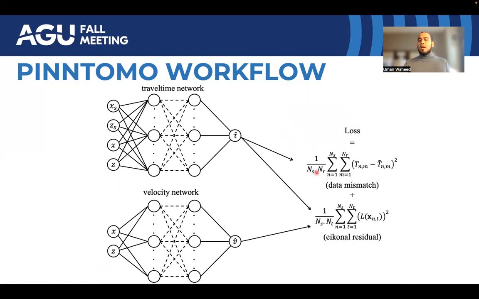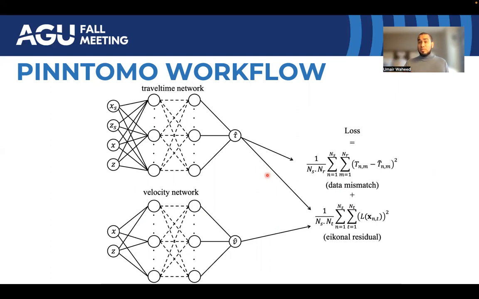And in our loss function this time, we have two terms. One is the data mismatch term, that is, at some observation points, we ask the network to predict travel time values that match those we have observed. It only happens, of course, at those observation points where we have some values for the travel time picks. And the other component of the loss function is the residual of the eikonal equation that combines the velocity predicted by the second network and the travel time predicted by the first network in that eikonal equation.